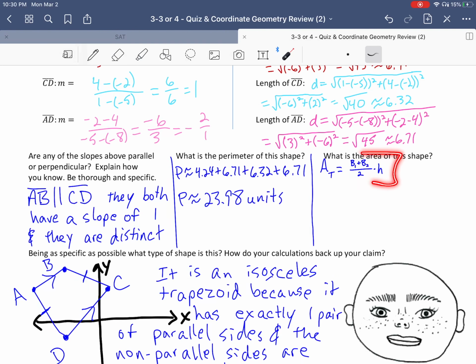But know that that is the area of the trapezoid, and you're probably going to want to know that for the test eventually. So that is the notes for today.